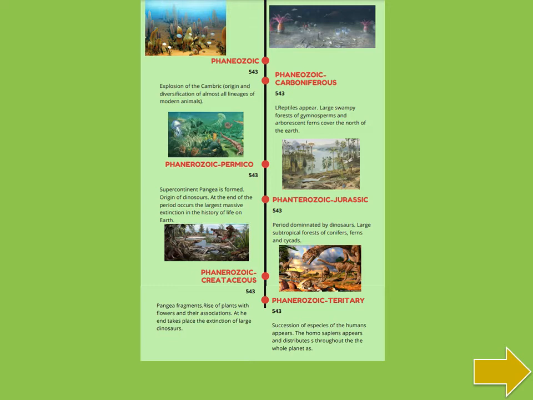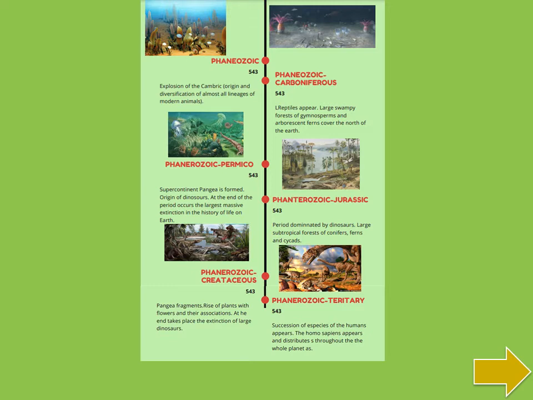This means that a huge amount of Earth is on the sea. This is also the origin of dinosaurs. At the end of the period occurs the largest mass extinction in the history of life on Earth, due to a period of world volcanism. In the Mesozoic, the large aquatic reptiles appear.